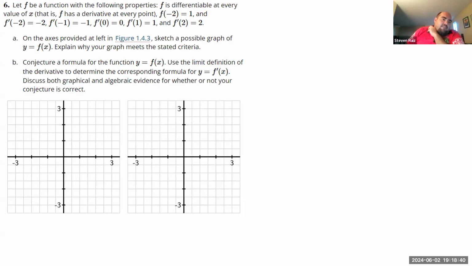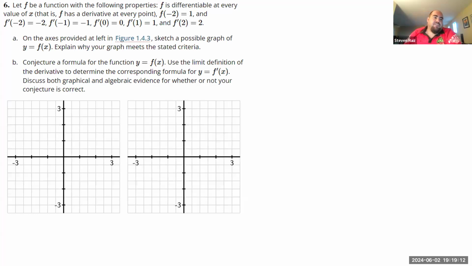All right, so let's take a look at question 6 from section 1.4. Starting with part A, we're given a lot of data about some function, specifically some values of some points and what the value of the derivative is at those points. So let's use that information to do a couple things. First, they're asking us to graph what the function f looks like. And then we want to come up with a formula for that function.